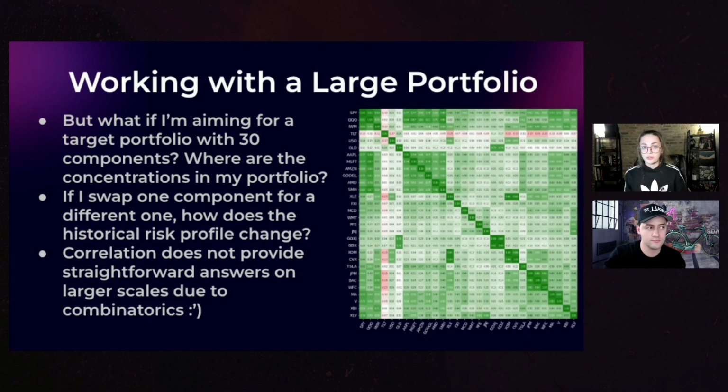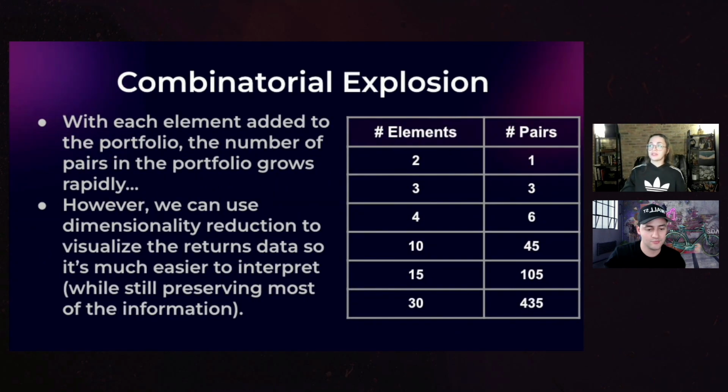Correlation doesn't provide a straightforward answer to this question because when we deal with a large number of elements, a large number of variables, we get something called combinatorial explosion, which is wonderful. Combinatorial explosion is a colloquial term. In this context, when we're talking about portfolios, with each element that we add to the portfolio, the number of pairs grows rapidly. And remember that we're using correlation to measure these pairs, the relationships between 2 different elements.